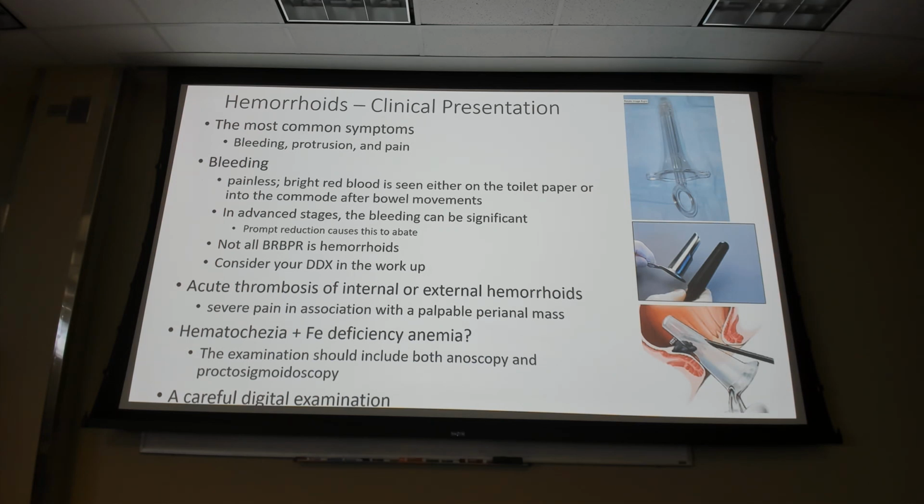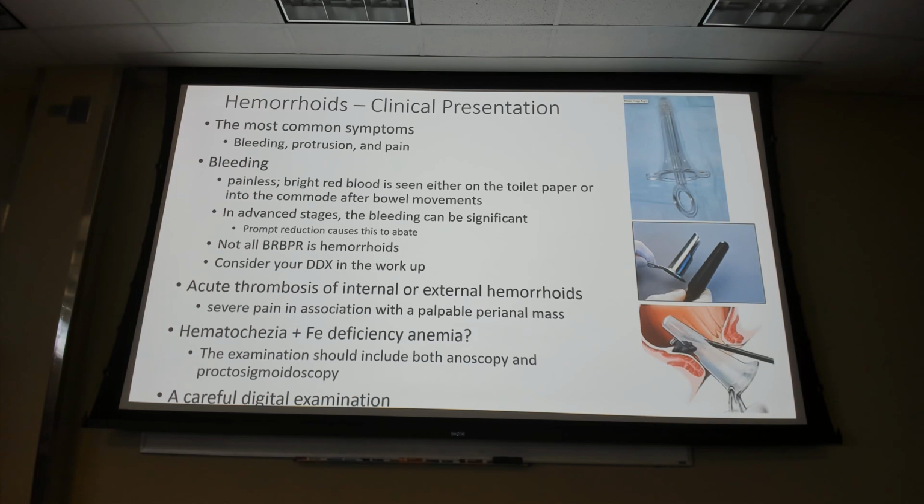So typically, like I said, painless, bright red bleeding, typically on the toilet paper, or they may have a squirt into the toilet. That's another common one. They'll say there was some blood on the side of my toilet. And depending on how long they've had it, it can be significant bleeding as well with some of these. So if you're concerned for bleeding, obviously getting a CBC and looking at their blood count might be important.